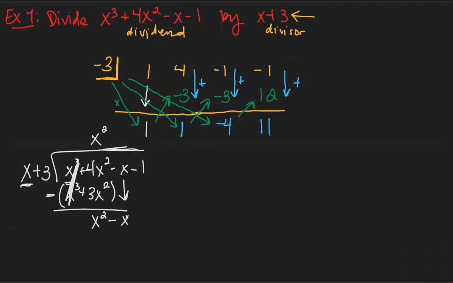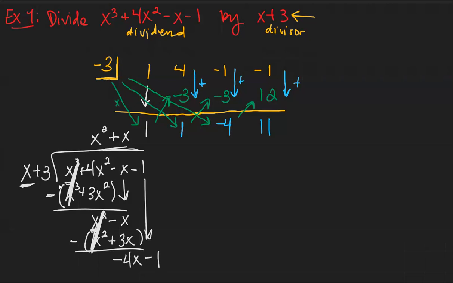Bring down the minus x. How many times does x go into x squared? What times x gives me x squared? That is plus x. And then I multiply that through and subtract it out. So x times x is x squared. x times 3 is 3x. And then these cancel out. Negative x minus 3x is negative 4x. Bring down the last term, the -1.